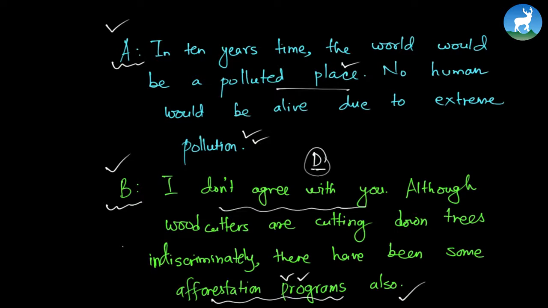Structures like, I don't agree with that. I don't agree with you. I don't think that's correct. Or structures like, I don't agree, I totally disagree. Absolutely not. That's not right. I'm not sure about that. So B used some of the structures of disagreement.